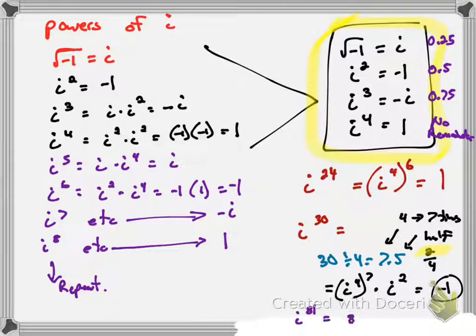Okay, so hopefully that makes sense. So i to the 81st, 81 divided by 4 is 20.25. Because the remainder is 0.25, I know that it's just i.